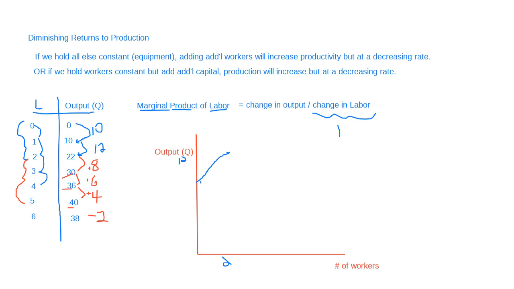Then what happens is my line starts to fall. So it goes from that maximum of 12 down to 8. Oops, this is not drawn to scale, but you get the idea. Down to 6, down to 4, and yes, it can eventually turn negative.